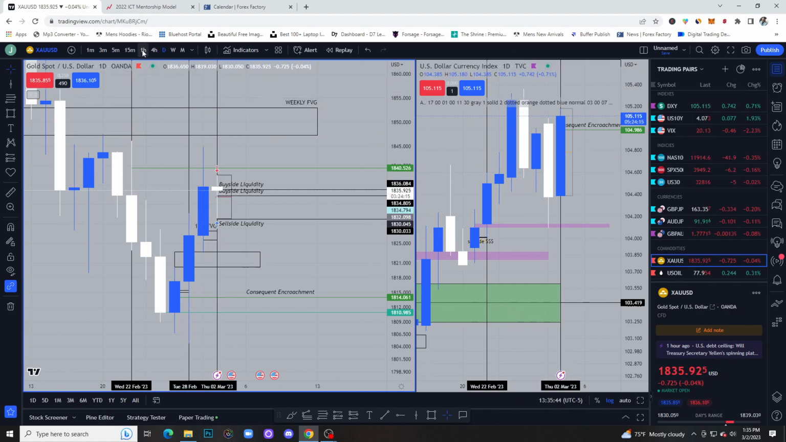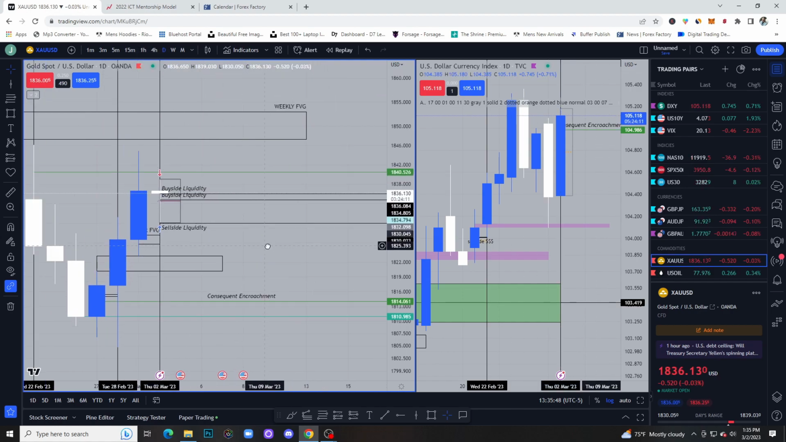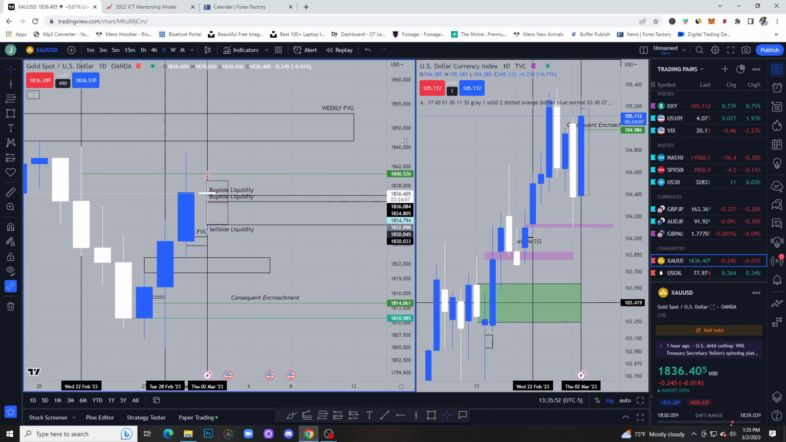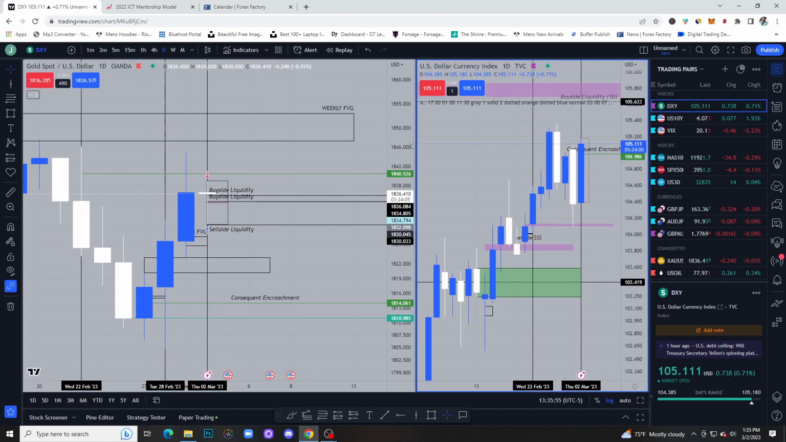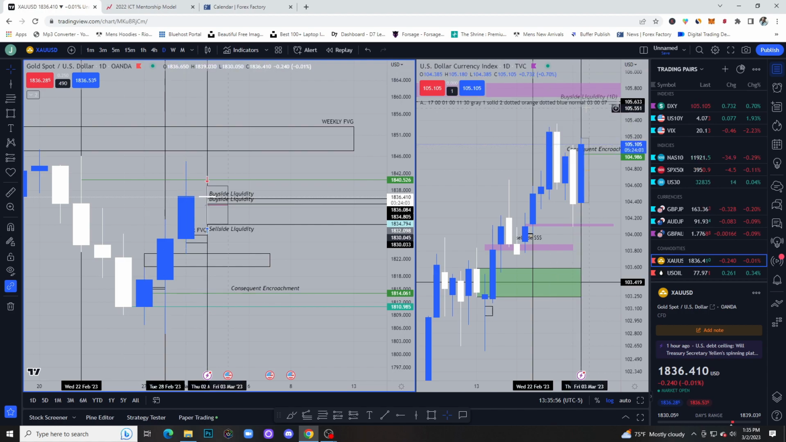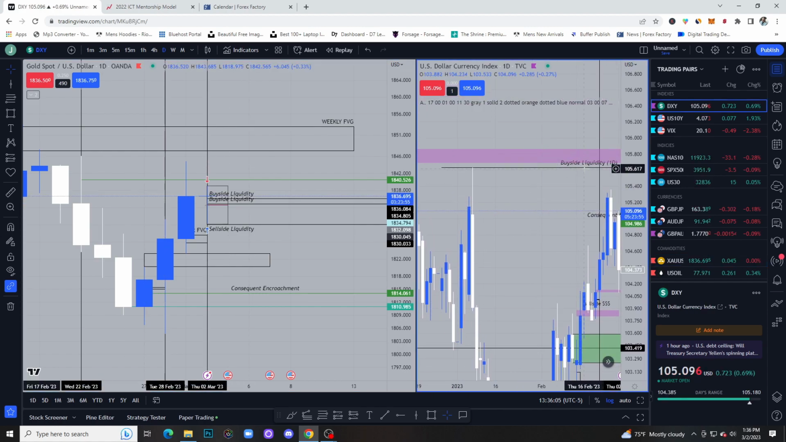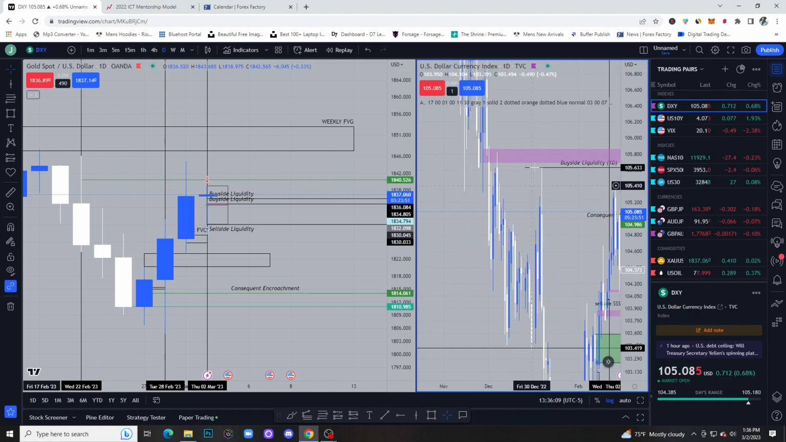Now we're going to go down to the hourly. Before we do that, just note that in the next coming days, or possibly next week, you guys remember where I said that possibly next week or maybe even tomorrow we're going to eventually head for that buy side liquidity pool on the daily time frame for the US dollar, and also back into that volume imbalance right there.